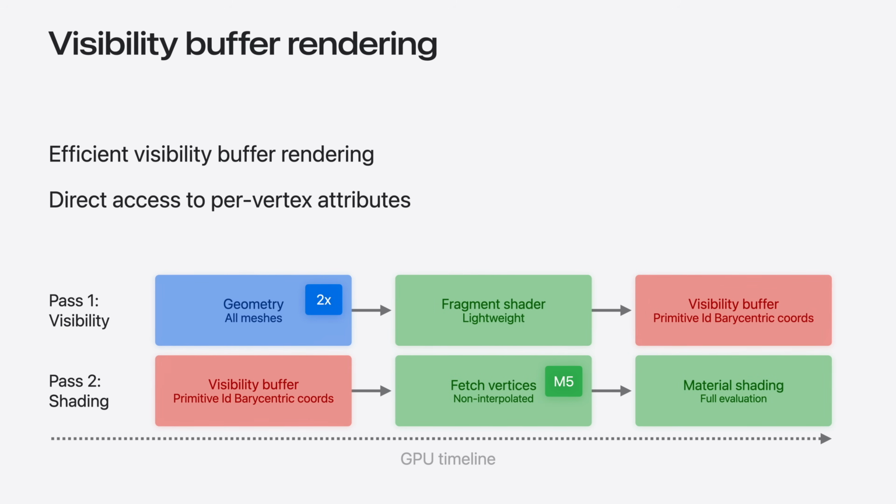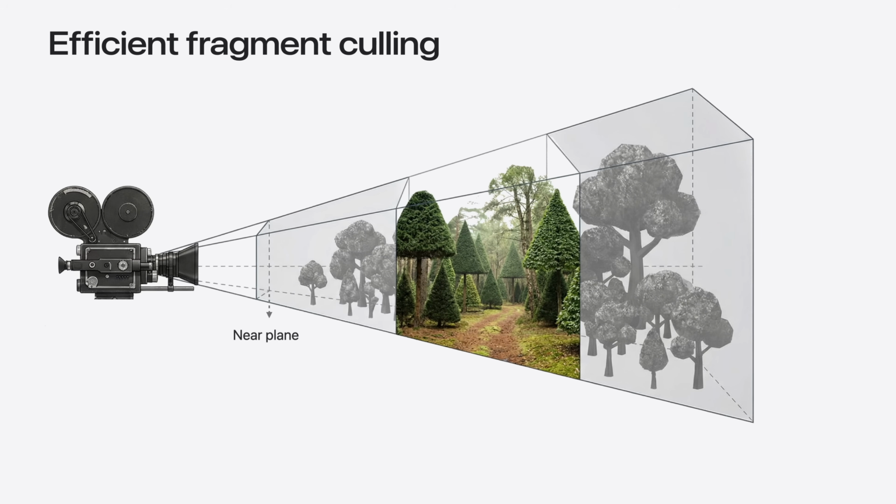M5 introduces depth-bound testing for efficient fragment culling. You specify a min and max depth range. Any fragment outside that range is discarded before shading. This benefits many rendering techniques with deferred lighting. You shade only pixels within a light's volume.